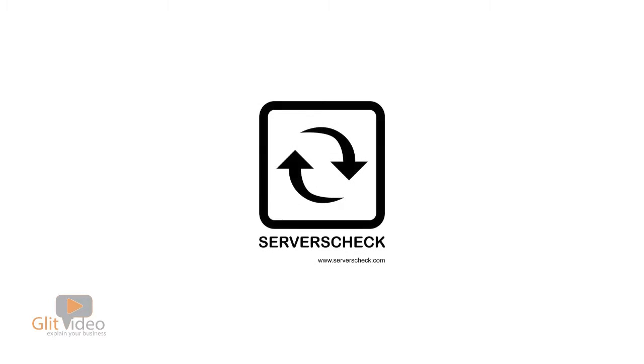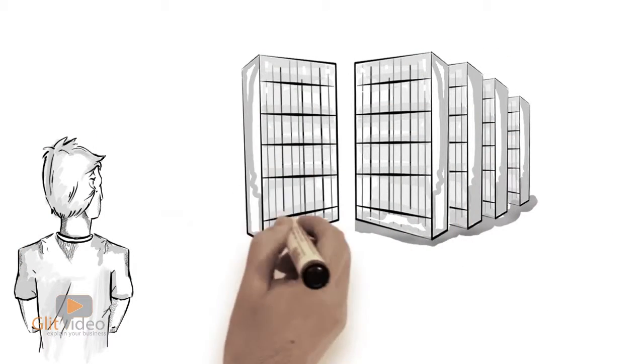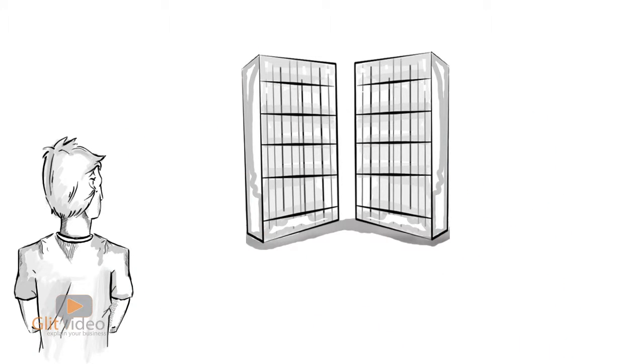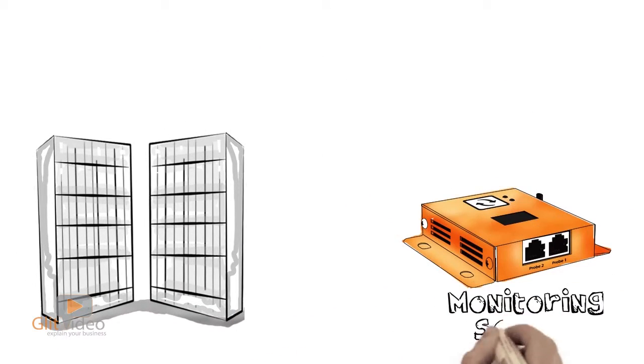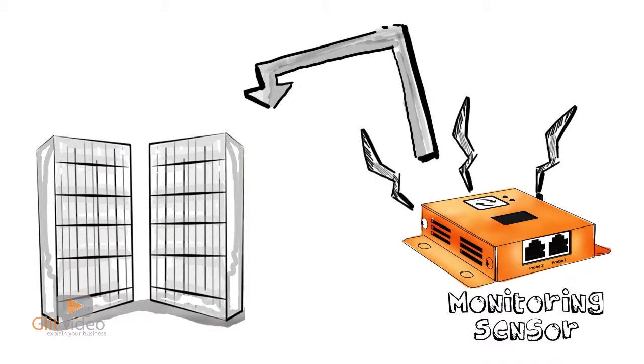In this video, we will share with you some best practices on monitoring environmental conditions and how you can implement those with the Server's Check sensors. It applies not only to data centers, but also to smaller server rooms with just a few racks. Let's talk about ambient monitoring first.